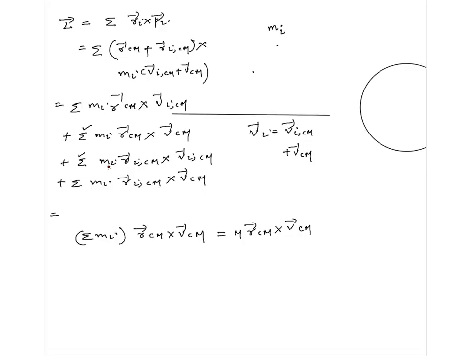So I'm going to write 4 lines, 1, 2, 3, 4. Second line is this. Third line is LCM, which implies it is with respect to CM. It is with respect to CM. It is not of CM. It is with respect to CM.